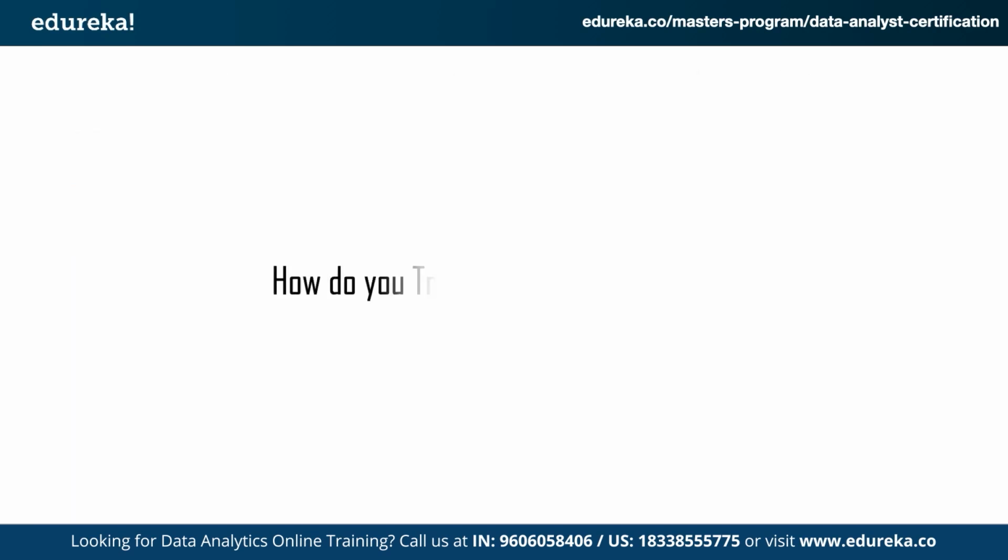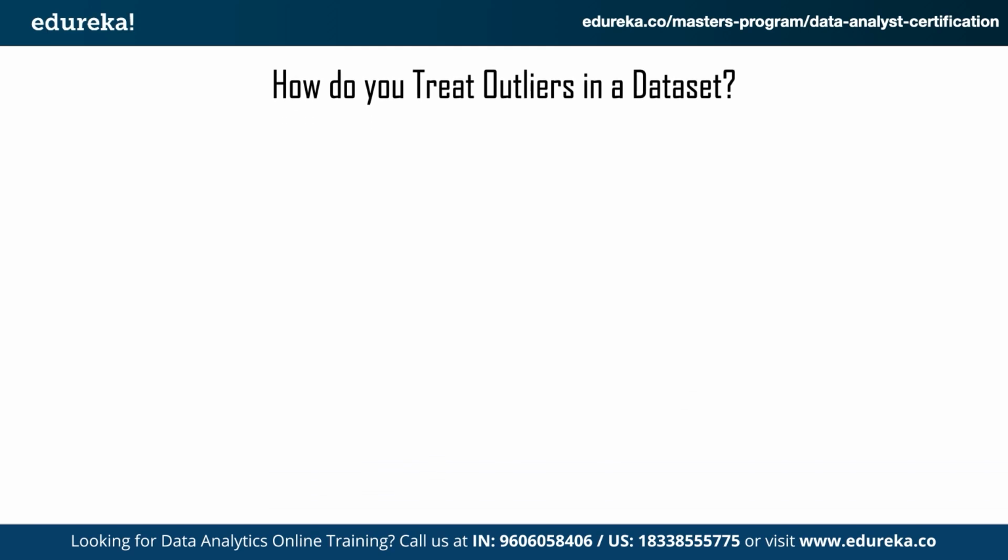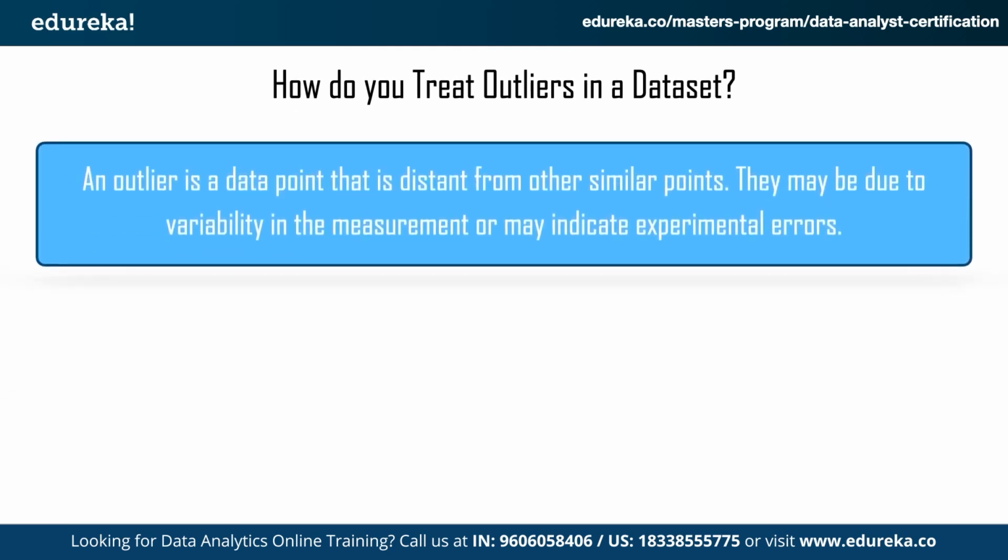After this, we have the question, how do you treat outliers in a dataset? Now, to answer that question, the first thing that you need to understand is what is an outlier. Basically, an outlier is just a data point that is distant from other similar points. This may occur due to variability in the measurement or may indicate experimental errors.